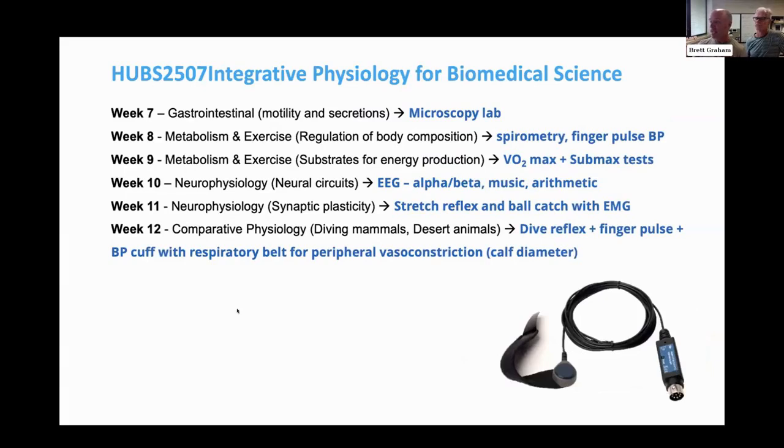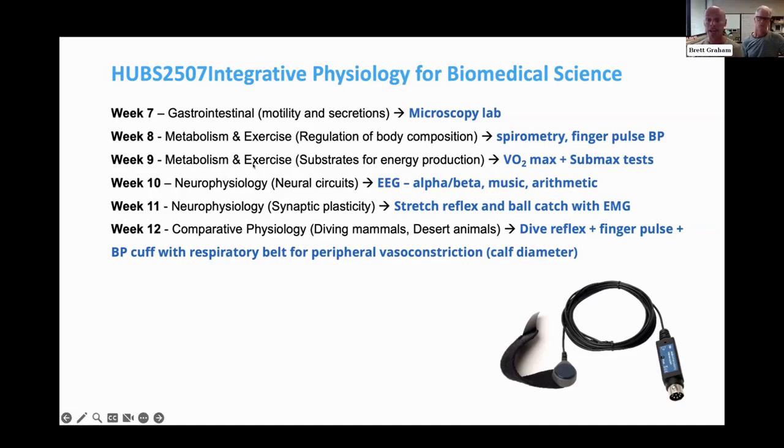Then the back half of the course, we do 2 weeks of metabolism and exercise. So the first one, they're all exercising on an ergometer, a cycle ergometer, doing spirometry, measuring respiratory function, heart rate, and doing blood pressure measurements manually.